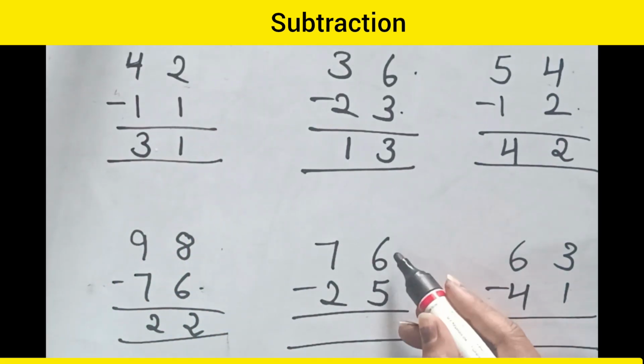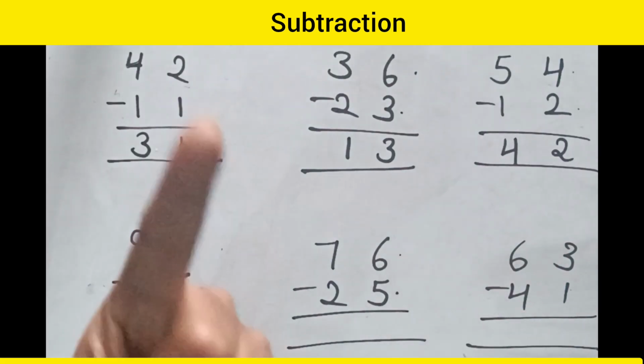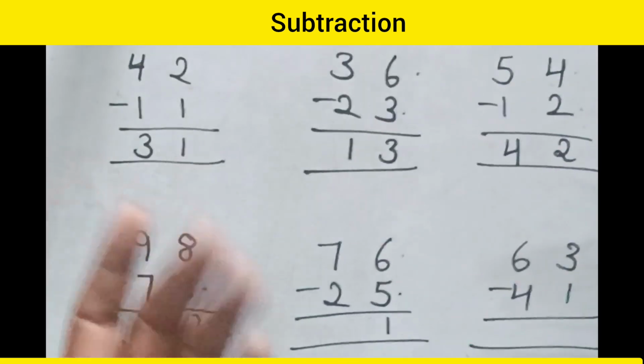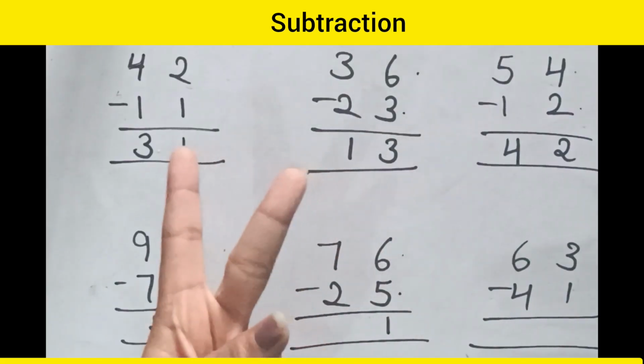And then 5 and 6. Count forward 5 to 6. 5, 6. Only 1. And 7 and 2. Oh, backward. How much step? 2 steps back. 7, 6, 5.